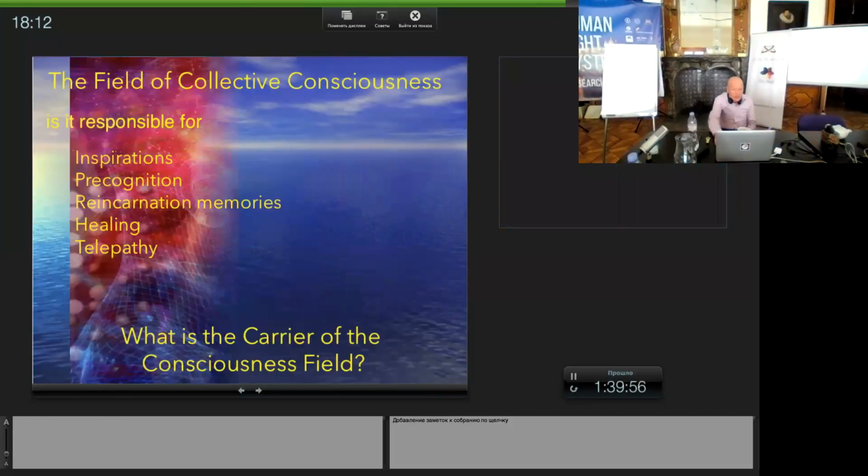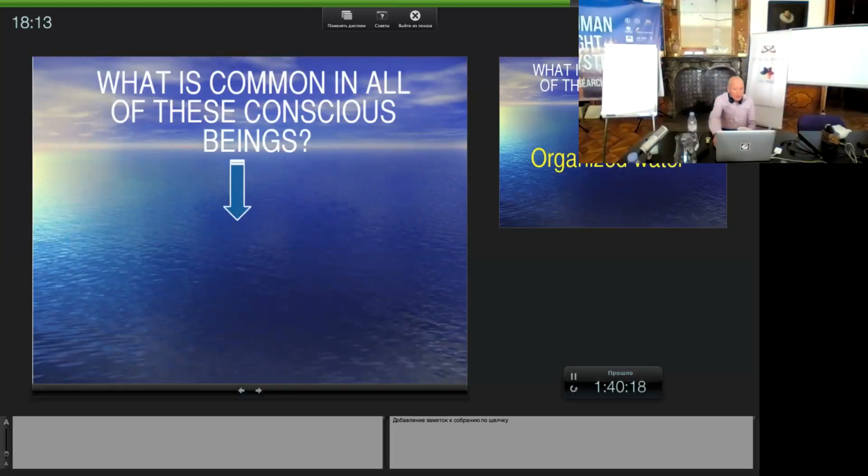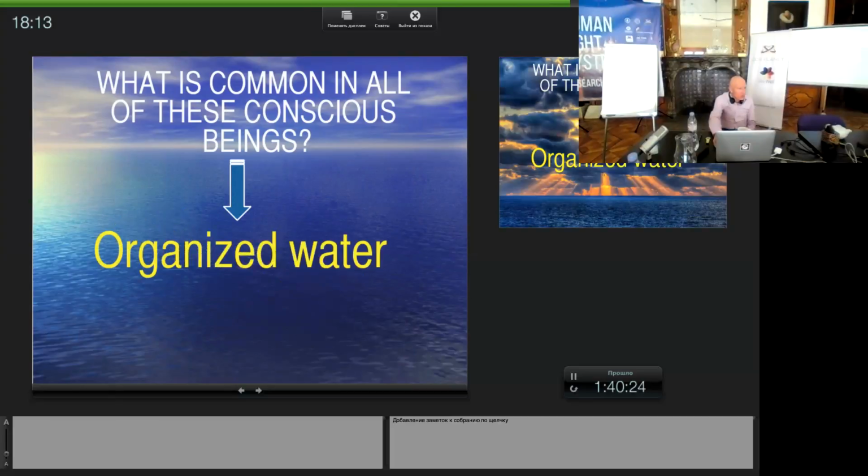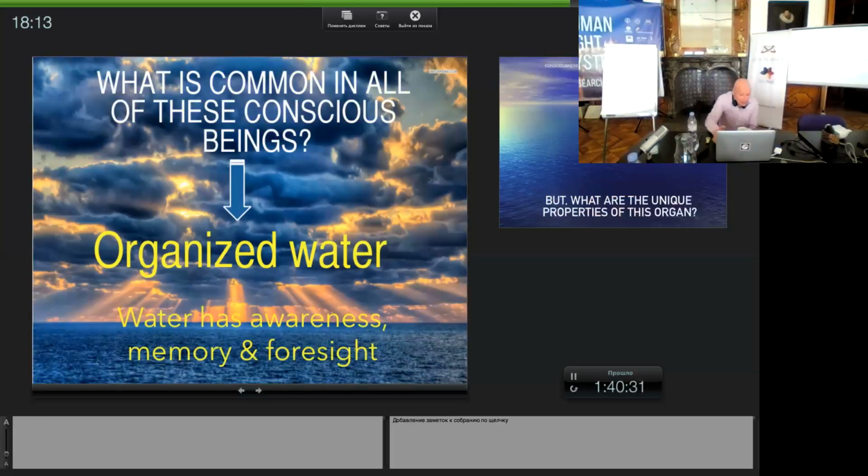And we have the field of collective consciousness. So now it's a very common notion, the field of collective consciousness. And the question is, what is the carrier of the consciousness field? So what is common in all of these conscious beings? We have organized water. This is common for all conscious beings: organized water. And we have no doubt that water has awareness, memory, and foresight. Again, it is now well accepted.